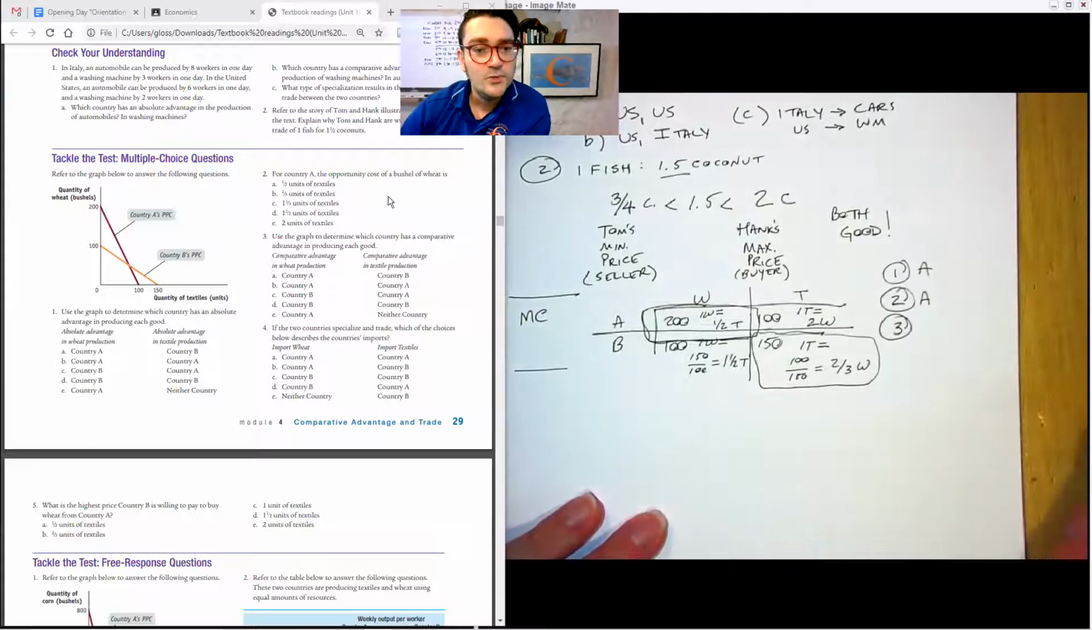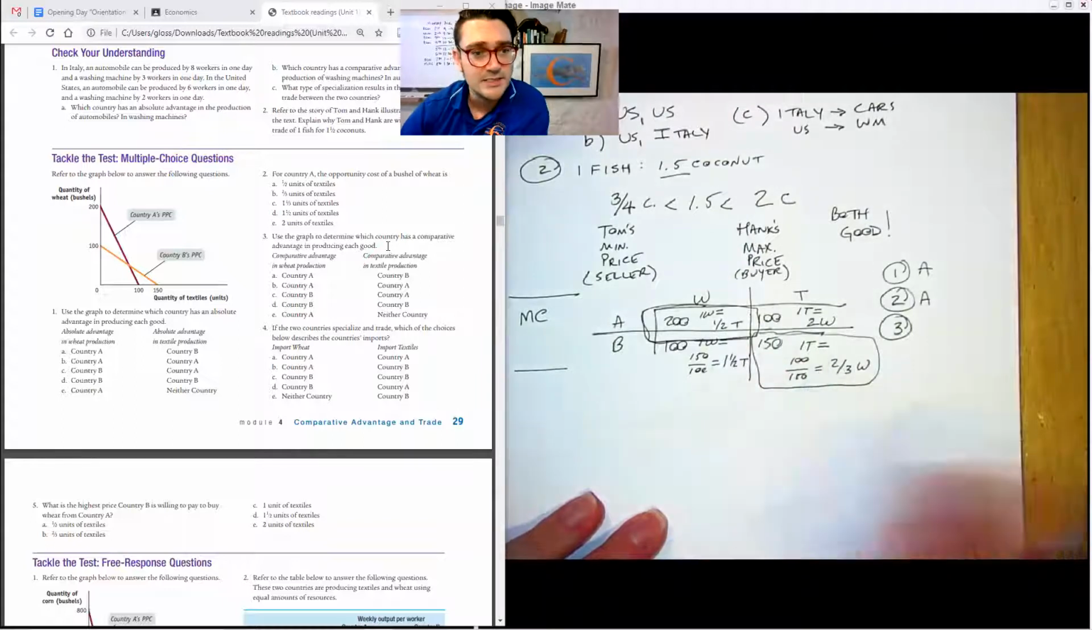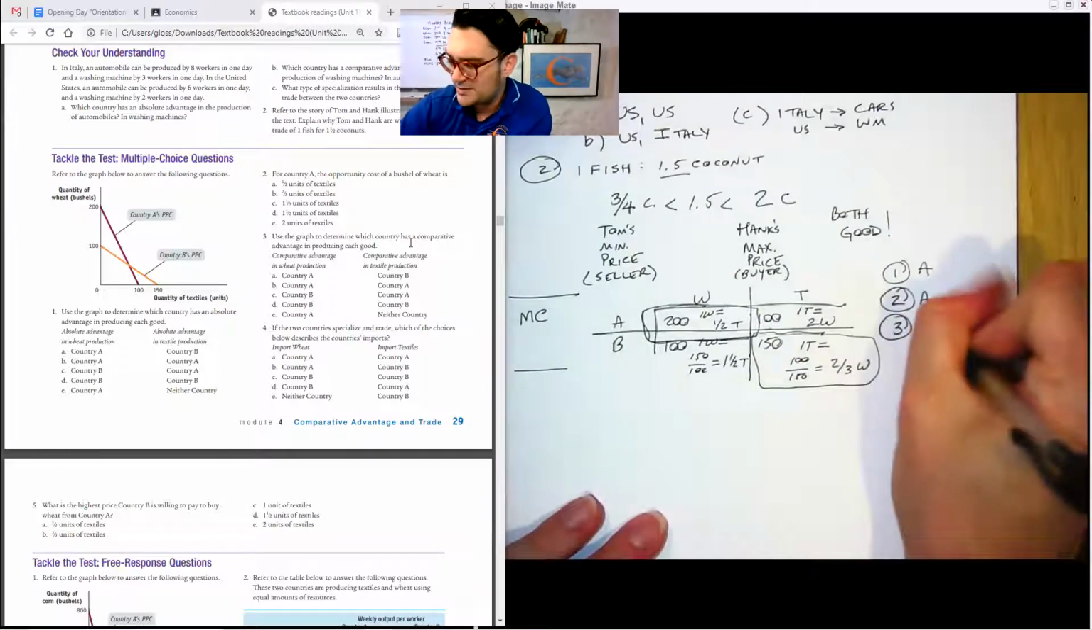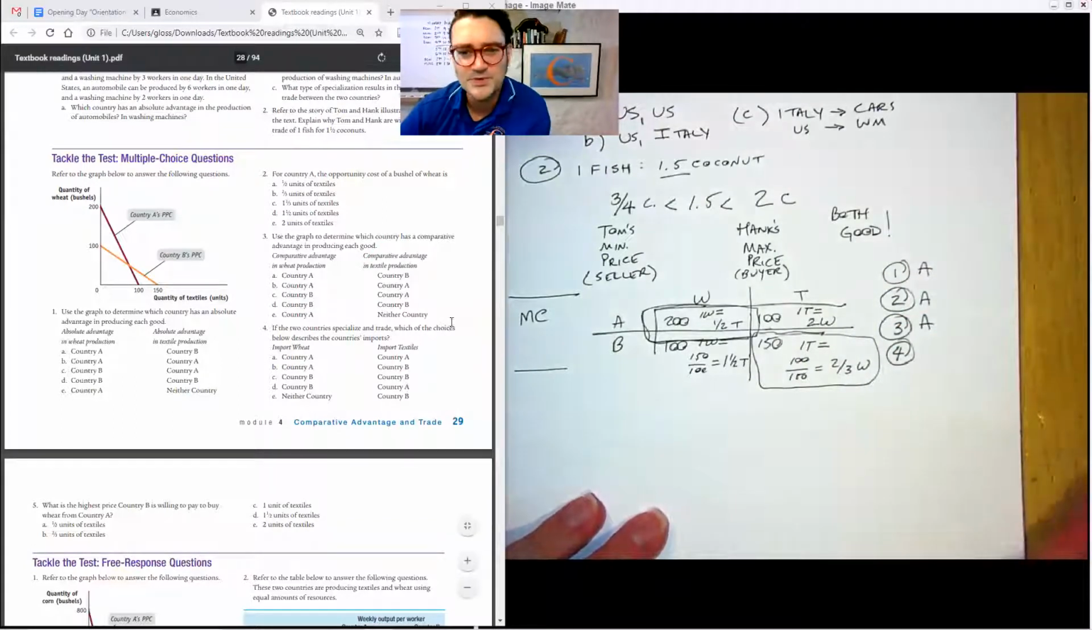Question 3, which country has comparative advantage in each good? Well, we already solved that one. A has it in wheat and B has it in textiles. So wheat, A, B, textiles. Oh, we're getting a bunch of A's in a row. When I was a student, I always freaked out about that. I hated that. There were multiples in a row.